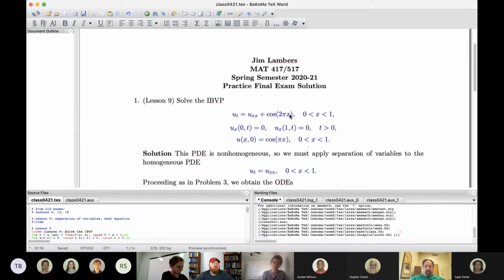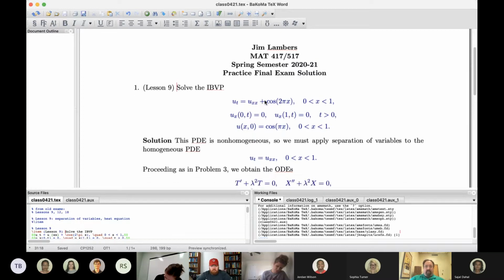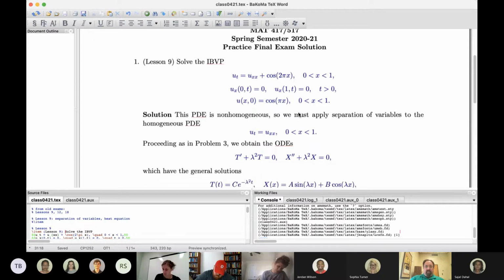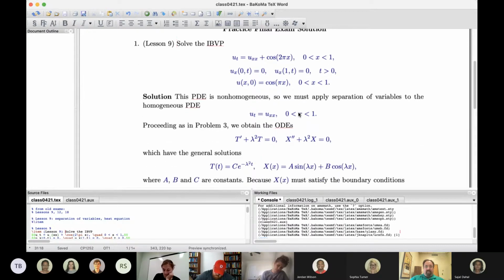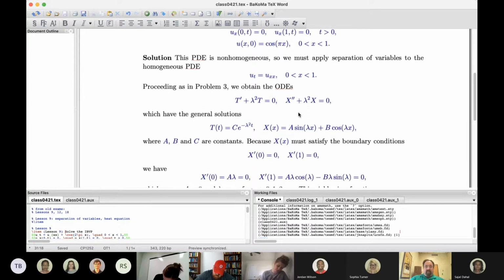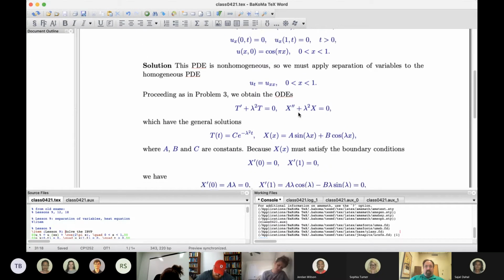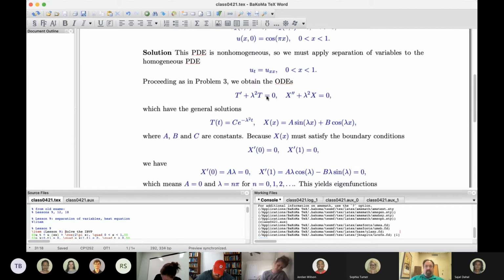So this is the heat equation with a non-homogeneous term. We have a source term here. Boundary conditions are homogeneous, and then we have initial data. Lesson 9 was about eigenfunction expansions. So you would need to expand the initial data and the source term in the basis of eigenfunctions. First you're getting the eigenfunctions, which stem from the boundary conditions.